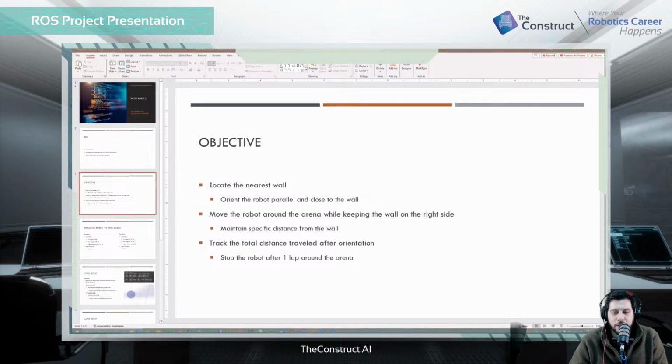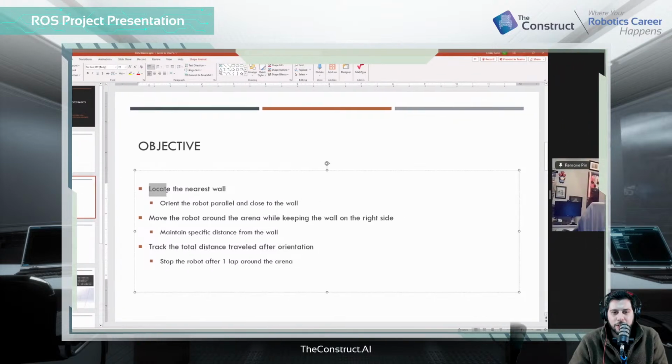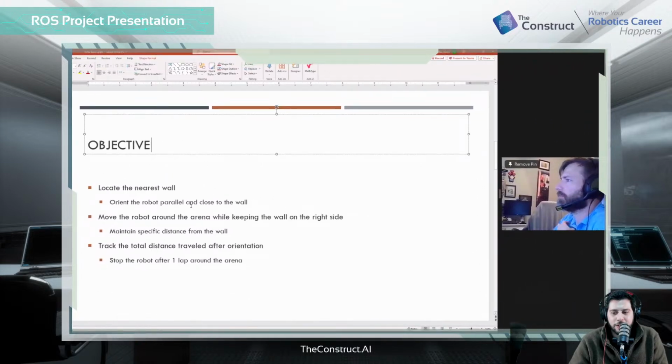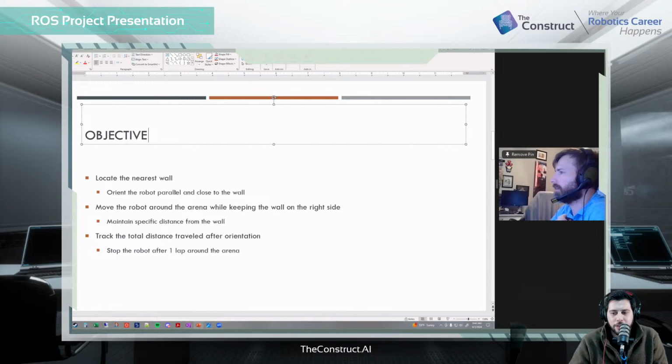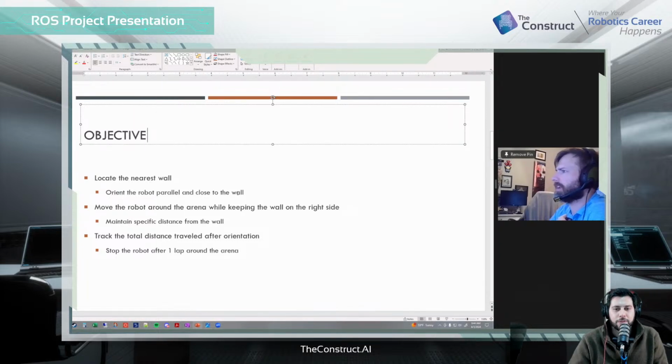Just in case this wasn't clear, the objective here is to locate the nearest wall, orient the robot with the wall on the right side, move the robot around the arena while maintaining a specific distance, and also track the total distance that the robot has moved.